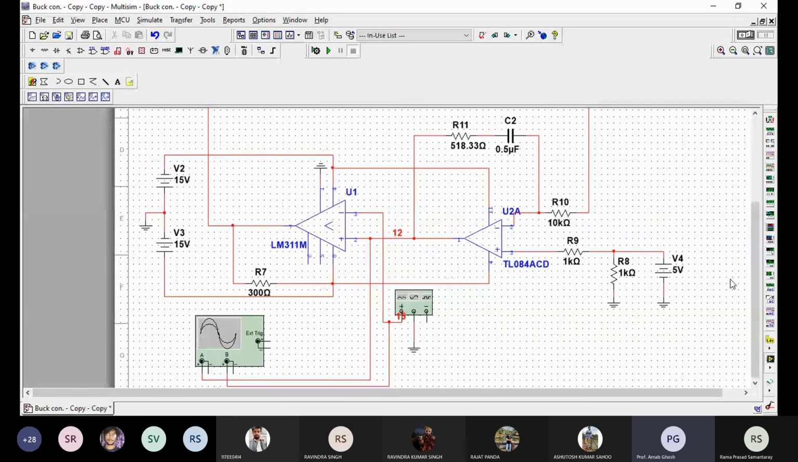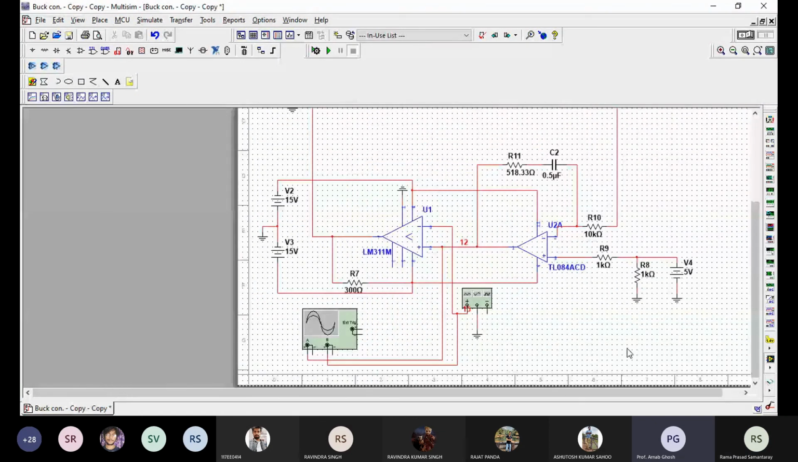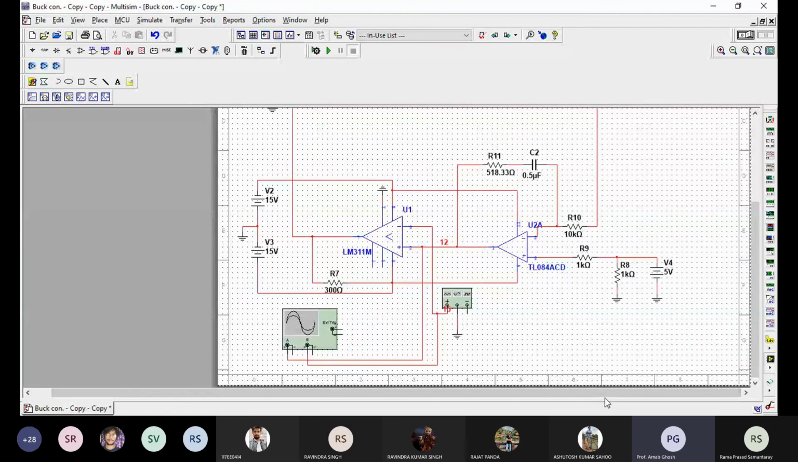The power circuit is connected to the control circuit through a differential amplifier, and a reference voltage of 5 volt is given here. Then you compare them and you get a control signal. The control signal varies with your function generator value, meaning your triangular waveform, and comparing both of them you get the PWM, and the PWM is fed to the MOSFET through a resistance.